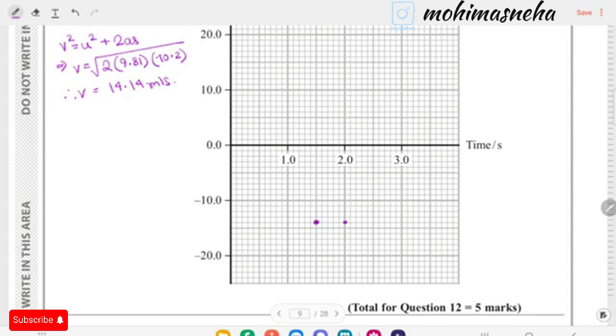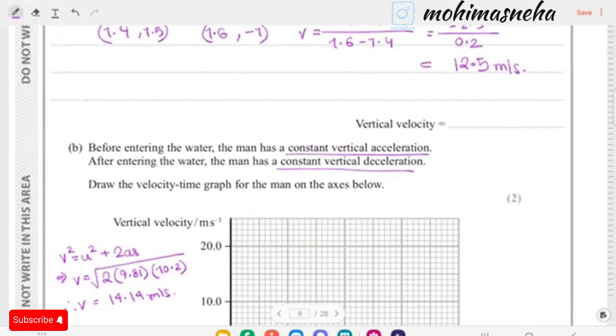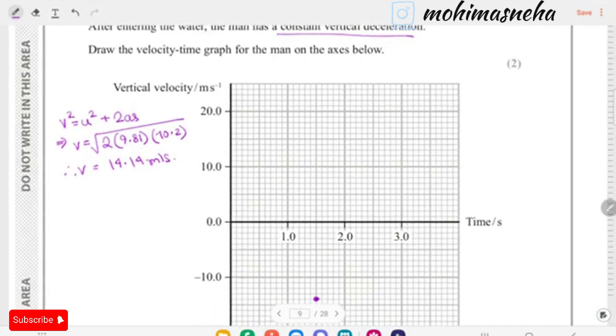Sorry, over here there will be a point, right? Because the time was 1.5 seconds. Another thing, as it was traveling in the downward direction, with constant acceleration, that means the graphs will be a straight line. In the downward direction, obviously the acceleration is positive, but as it was traveling in the downward direction, velocity is negative.